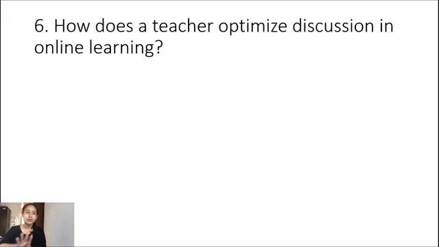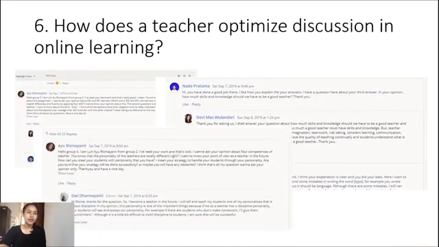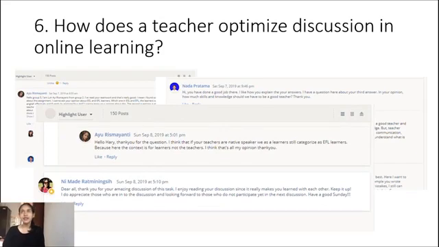Number 6 is how does a teacher optimize discussion in online learning? From my perspective, the teacher allows the students to have discussion on it, and tells them that the discussion is very important and will be assessed. So there is discussion between students, and after that the teacher will give comments and also assess the discussion. So it will be optimized discussion in online learning.